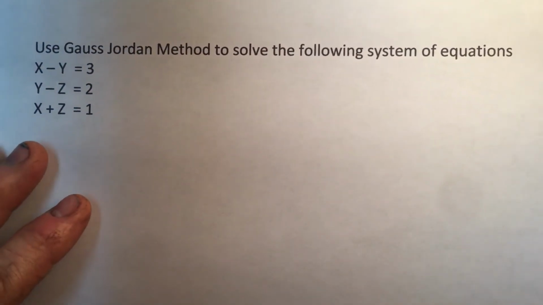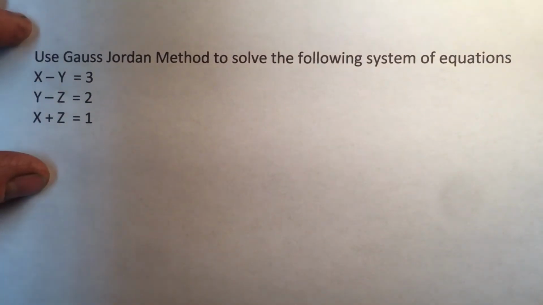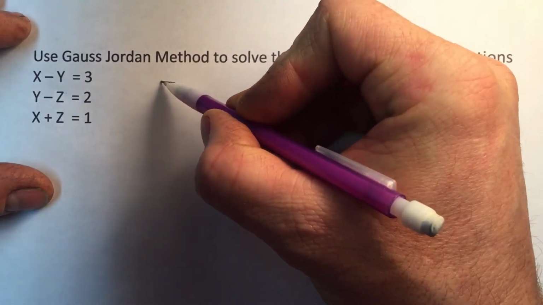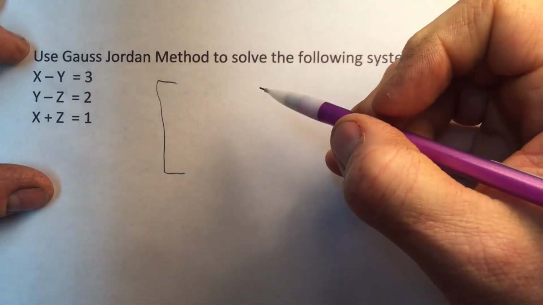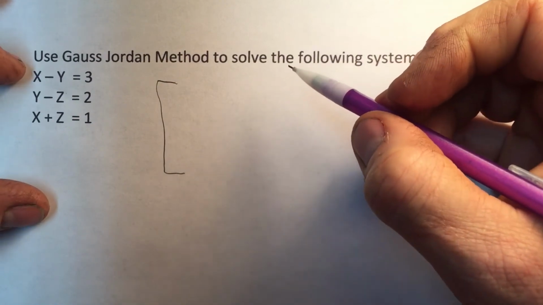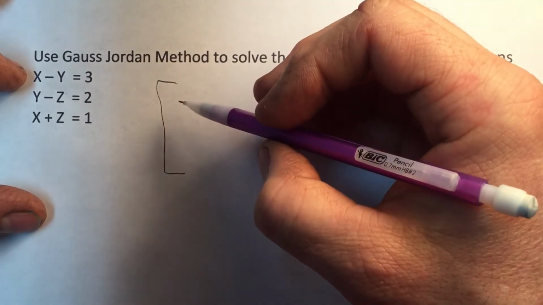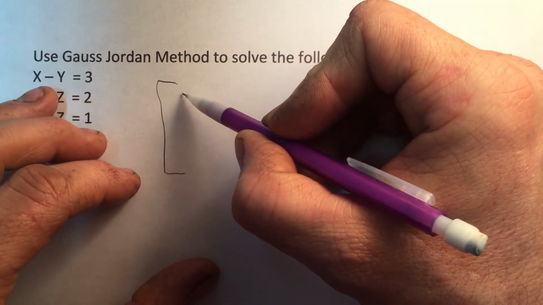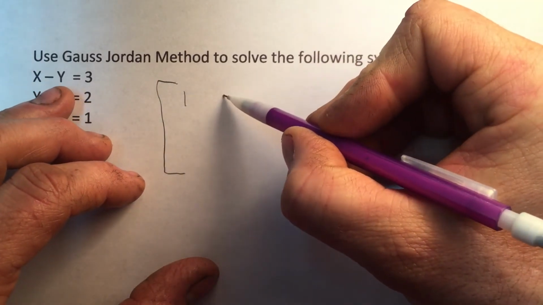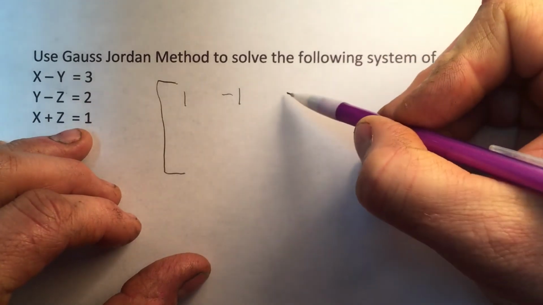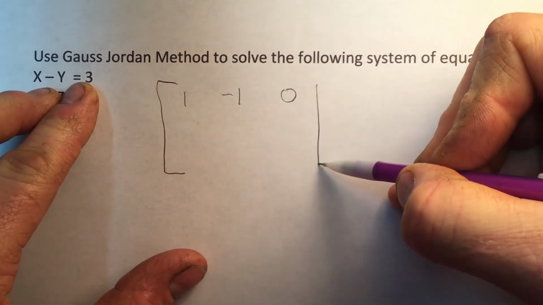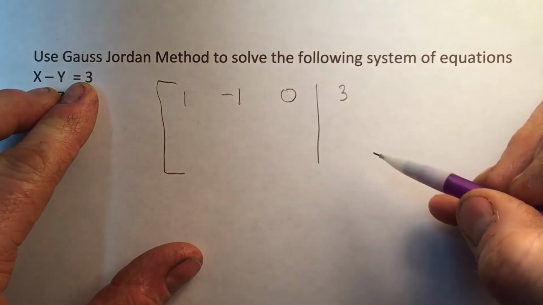All right, last one we're going to do today. We've got 3 variables. All right, so now 3 variables is going to be a little bit more work involved, but it's not that much. Not difficult. Anyway, I've got a 1, and I got a negative 1, and I got a z column, which I have a 0 here in that equation, and a 3 over here.